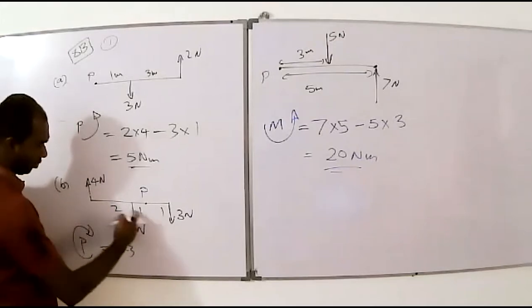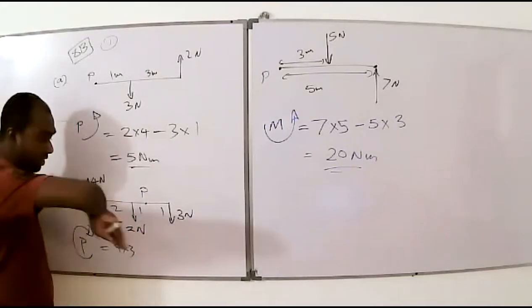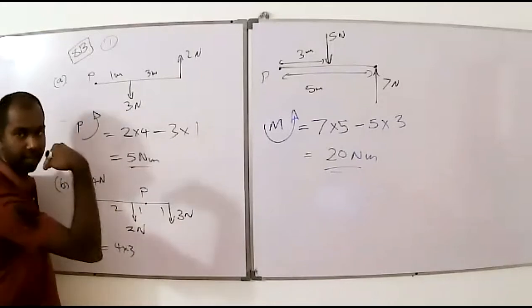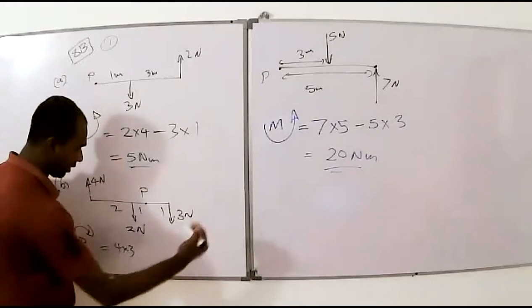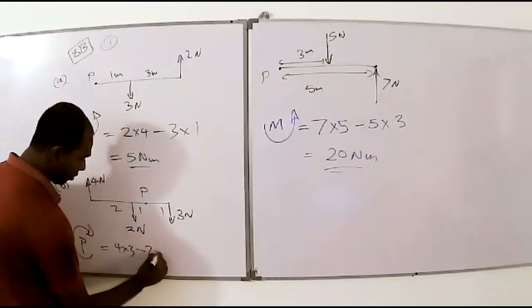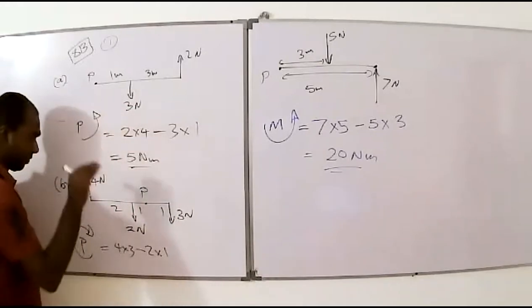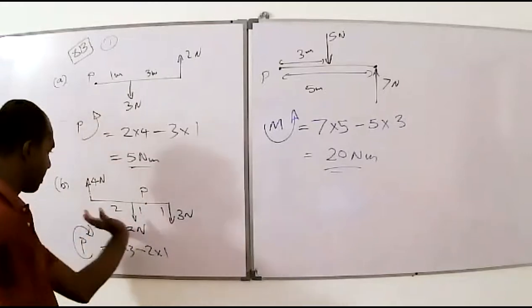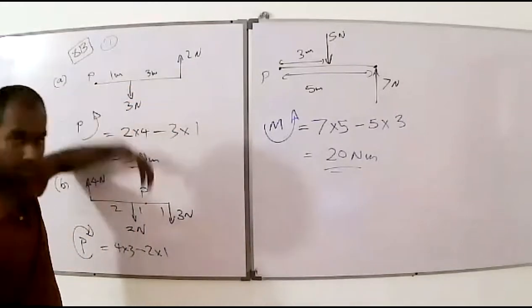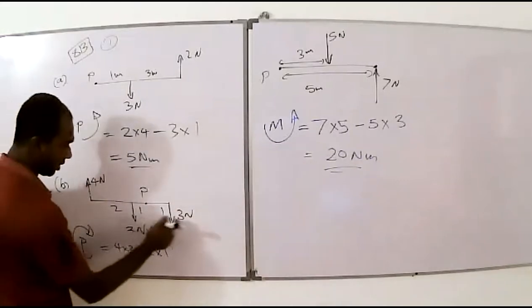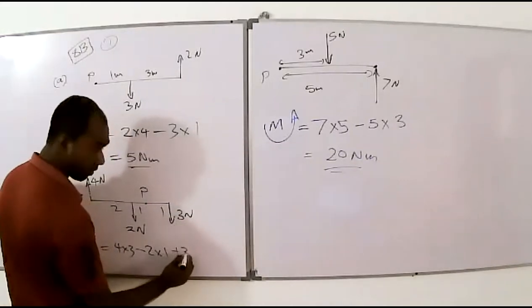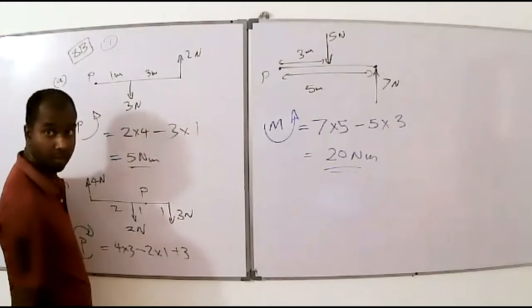And what about this 2? It is working the other way, this direction, so it should be negative. This is this way, this is this way. So minus 2 into 1. And what about this 3? It has the same effect as 4, 3 also going downward. So it is going to be 3 into 1.